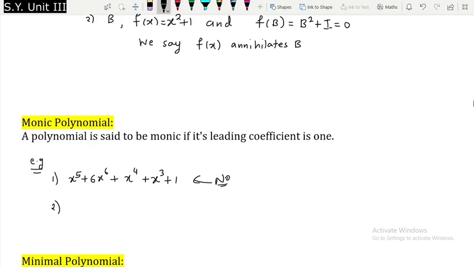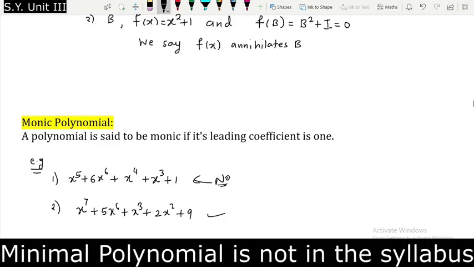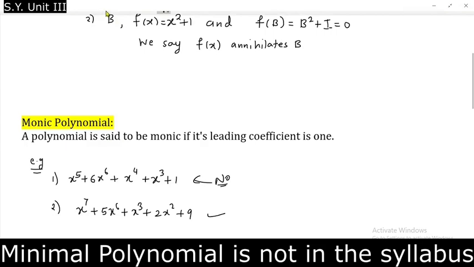Okay, so if I take x to the power 7 plus 5x raised to 6 plus x cube plus 2x square plus 9, in this case it is going to be monic, because the degree of the polynomial is 7, and you can see the coefficient of x raised to 7 is 1.